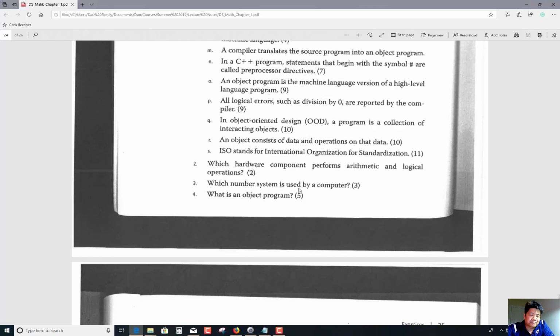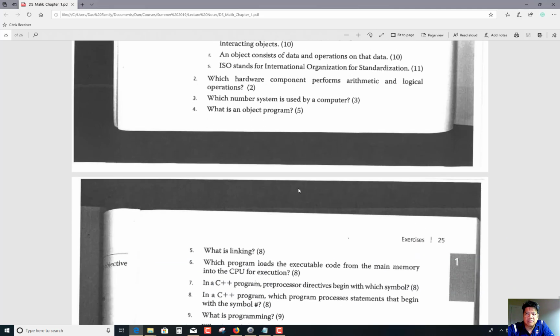Number 4, what is an object program? An object program is the equivalent machine language of a higher level programming language. So when you think of an object, think of a machine language program. You're writing in a higher level programming language like C++, and it converts it to a lower level programming language.